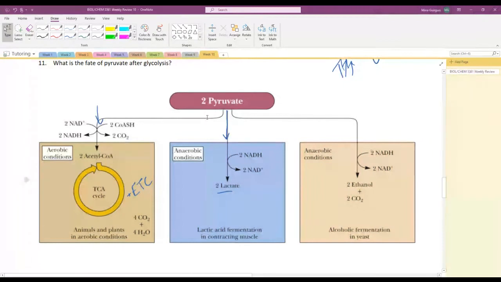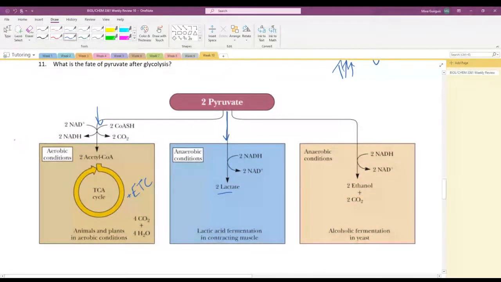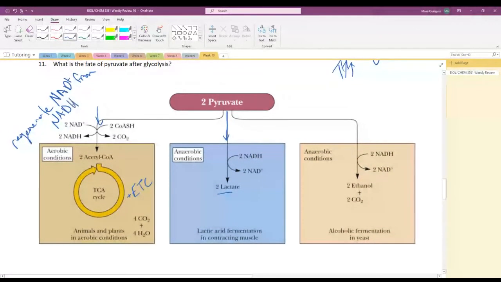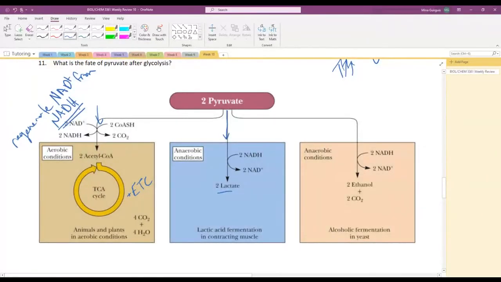Okay, so regenerate NAD plus from NADH. Okay, that's our overall goal of the electron transport chain. That's one of the overall goals, and for now, that's the one we're going to be dealing with.